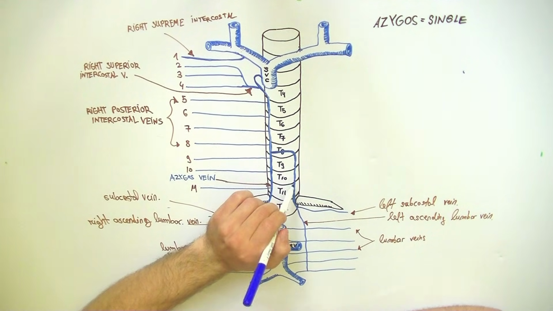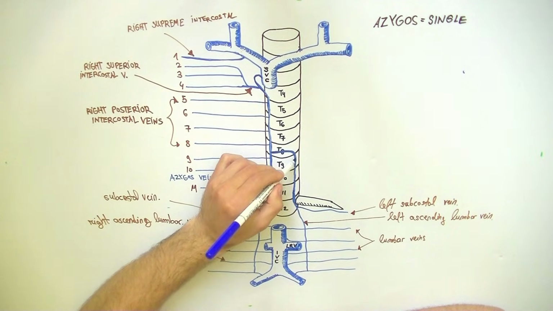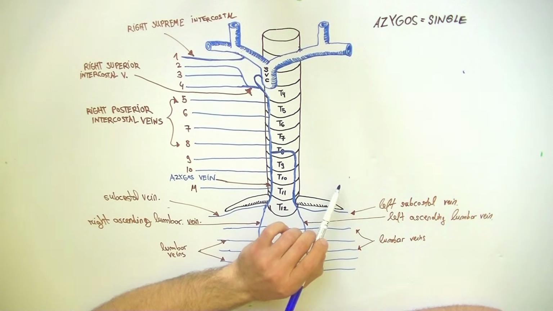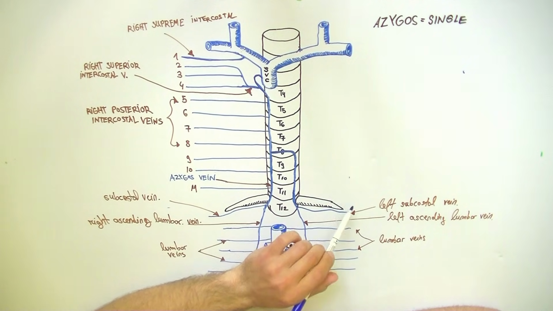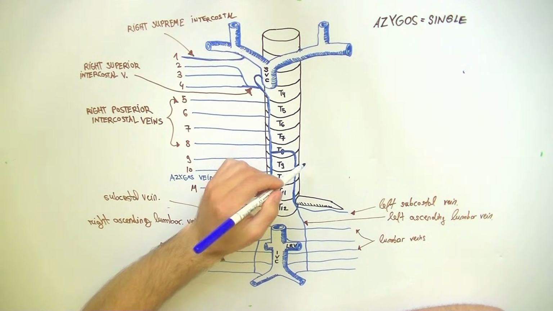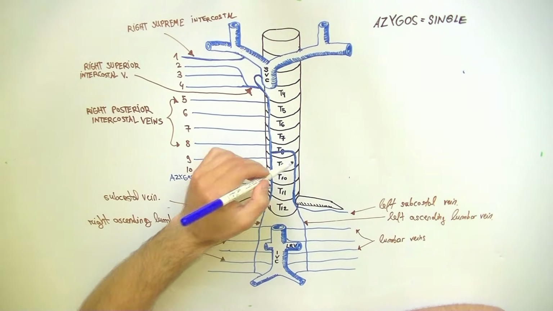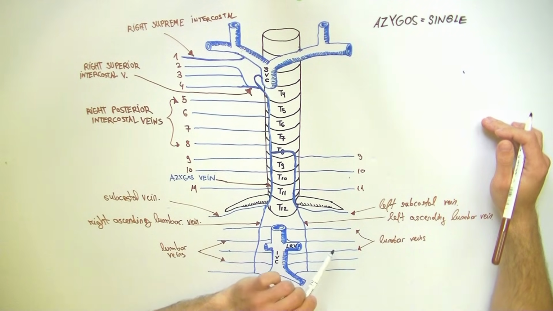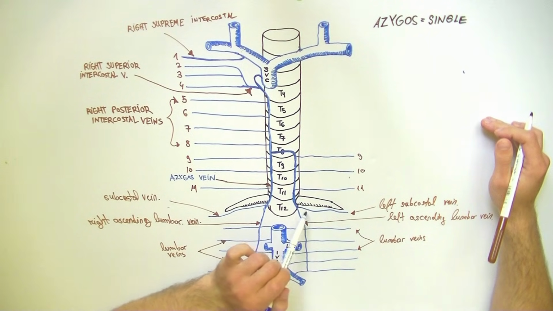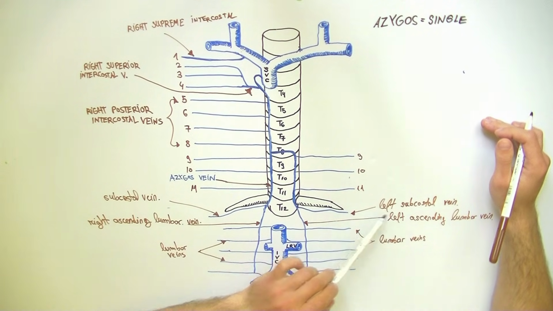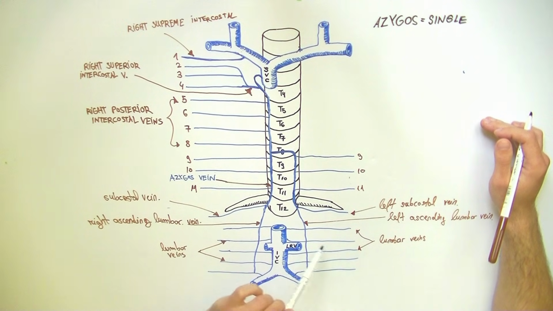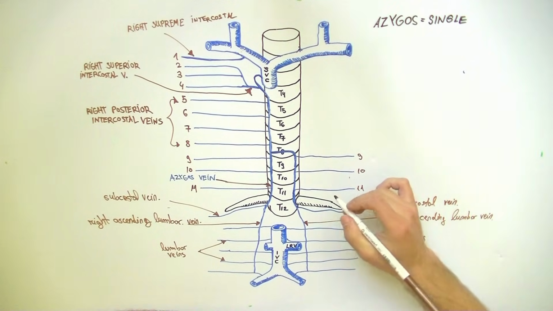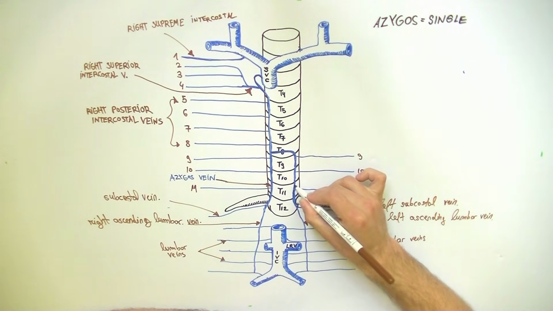The Hemiazygos vein also has tributaries like the posterior intercostal veins on the left side, the ones with number 9, 10 and 11. And of course, tributaries to the Hemiazygos vein are also the left subcostal vein and the left ascending lumbar vein. So here we have the Hemiazygos vein.